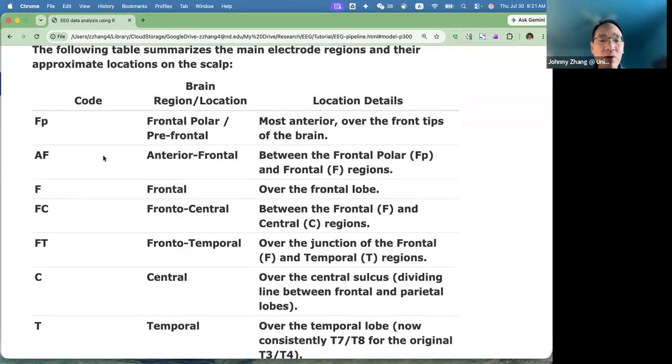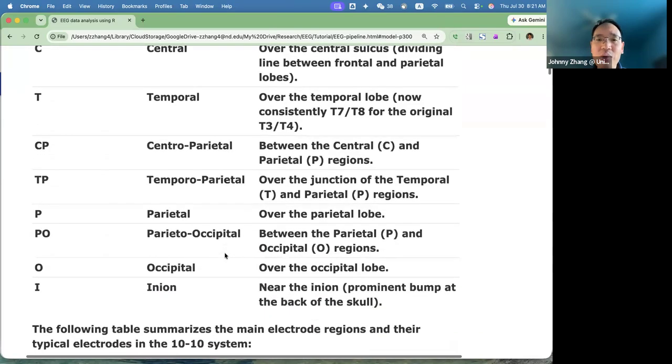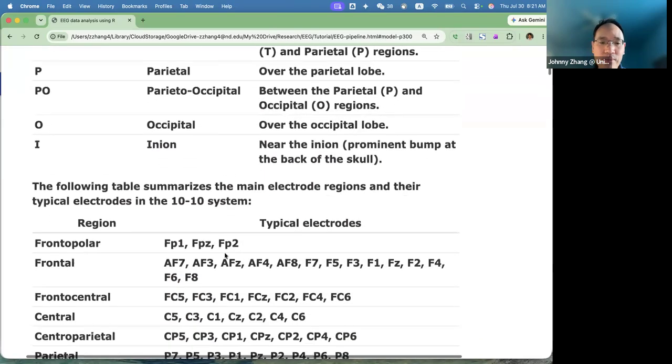So this is a table listing the letter meaning of each electrode, where they are placed, and the location details. I'm not going to go through this, but you can take a look later on. Maybe you are already familiar with this.